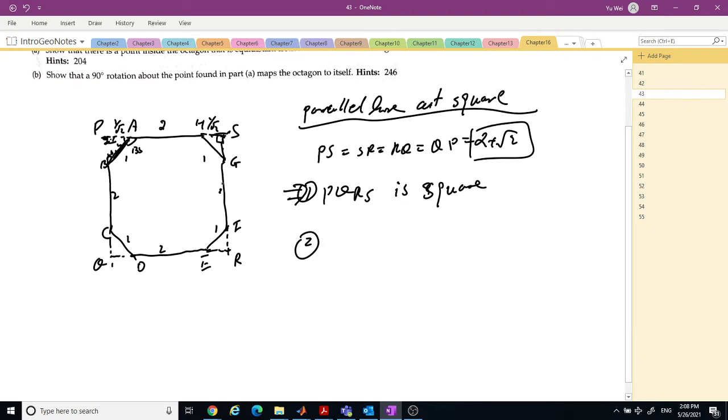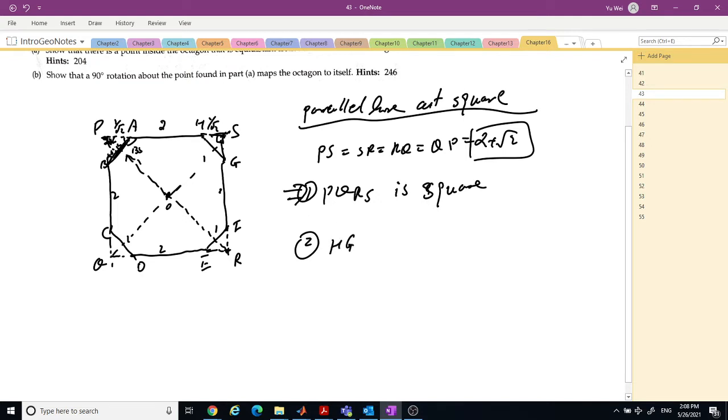The second important result. Let's connect PR and QS. Now they are the diagonals of a square, right? So this is the center. So now you can see, okay, the HG.